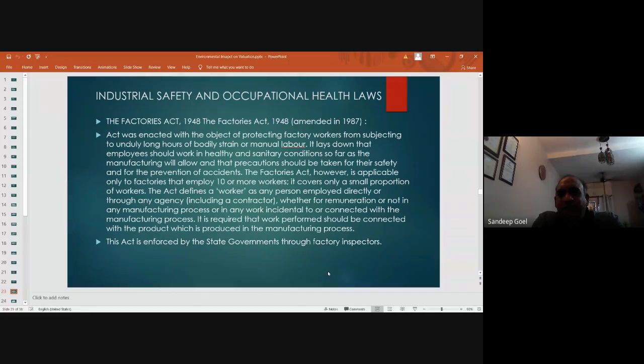The Factory Act, however, is applicable only to factories that employ 10 or more workers. It covers only a small proportion of workers. The Act defines a worker as any person employed directly or through any agency, including a contractor, whether for remuneration or not, in any manufacturing process or in any work incidental to or connected with the manufacturing process. It is required that work performed should be connected with the product which is produced in the manufacturing process. This act is enforced by state government through factory inspectors. Now the factory inspector has been abolished and other people have been employed for that.